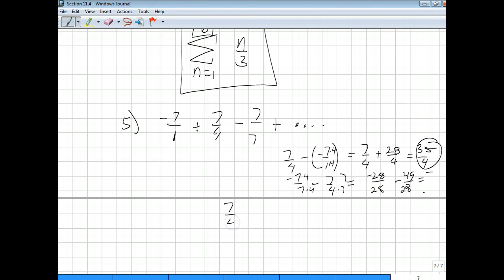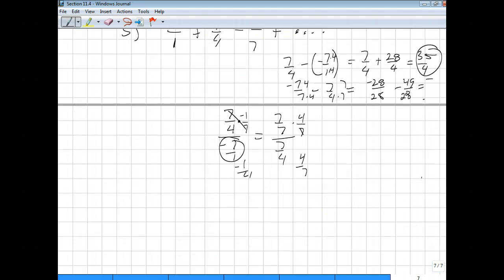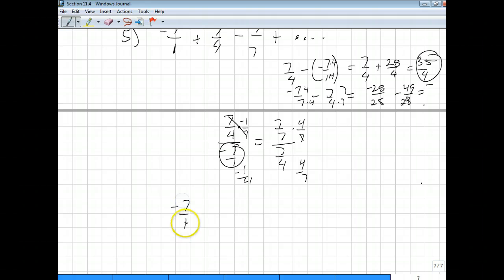Now we want to check to see, is it geometric? Is 7 over 4 divided by negative 7 over 1 equal to negative 7 over 7 divided by 7 over 4? Well, if I flip this over and multiply, this is negative 1/4. And if I flip this over and multiply, this is negative 4/7. So it's not geometric. So now we have a problem. It's neither, right? So let me rewrite this so we can see it. So we have negative 7 over 1 plus 7 over 4 minus 7 over 7.